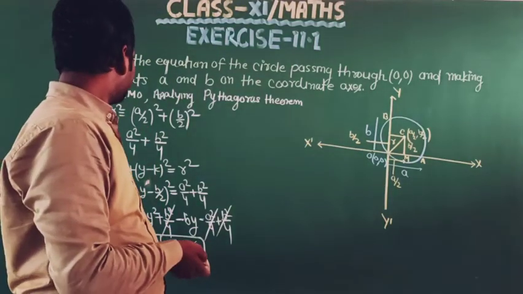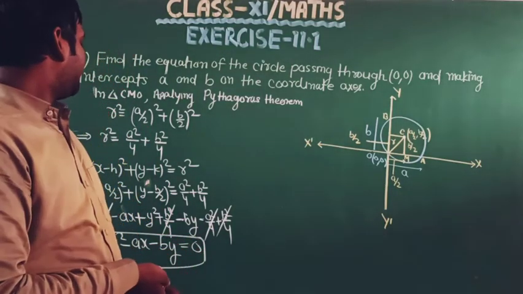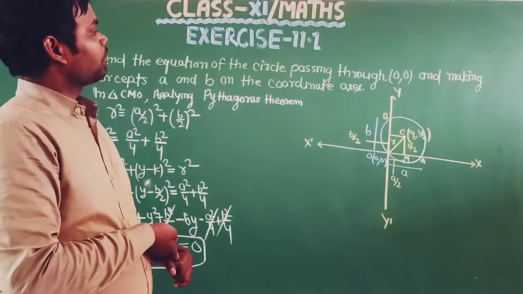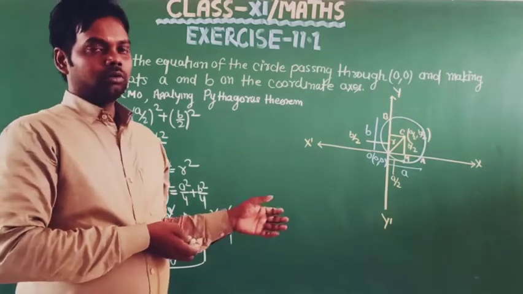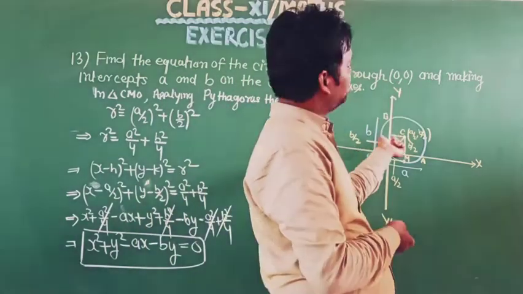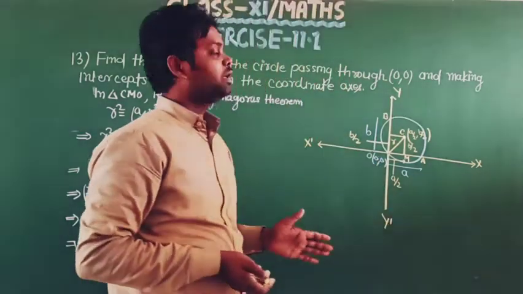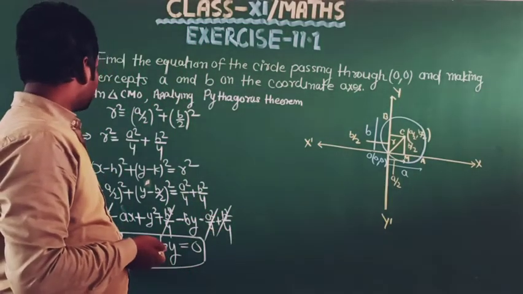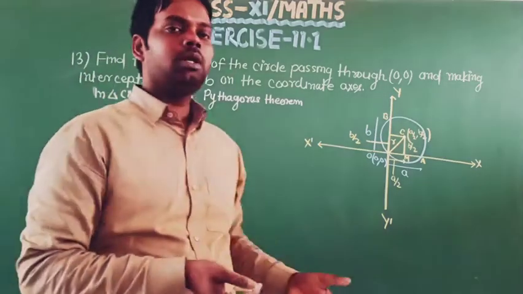So this is the required equation of the circle passing through 0, 0 and having intercepts A and B on the coordinate axes. So this is the solution of question number 13.